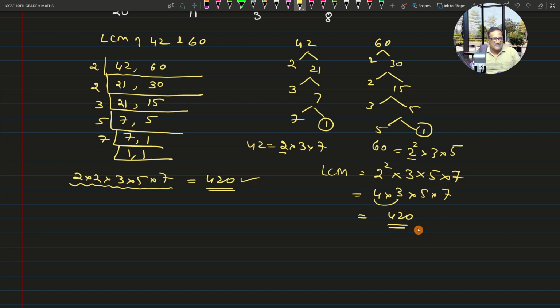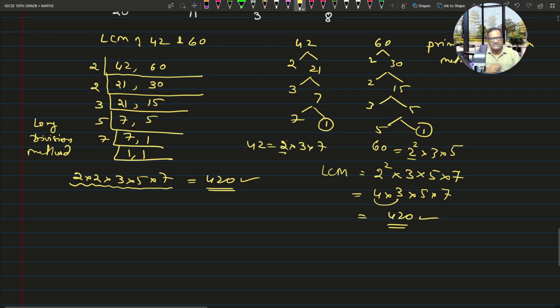This method is also okay. Got it? So these are the two methods mostly we use to find the LCM, right? This is the long division method and this is known as the prime factorization method. I'll write the names if you want. This is the prime factorization method, and this is the long division method. And the third case is using the GDC.